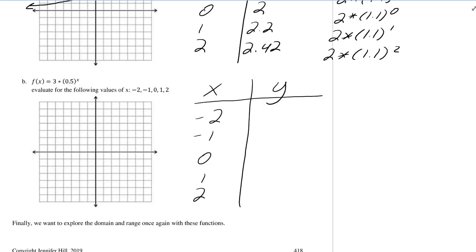So for this one, I'm just going to go ahead and plug all of these values right into my calculator, and then I'm just going to fill in the whole Y column. So remember, you're using this caret button here, and then you're using parentheses for those negative exponents. So I'll just show you what the other column will look like.